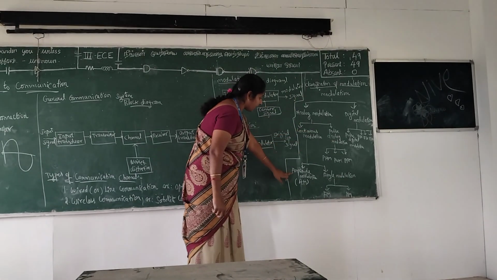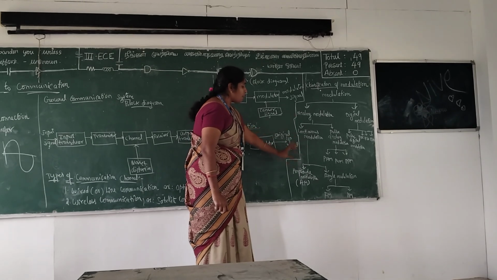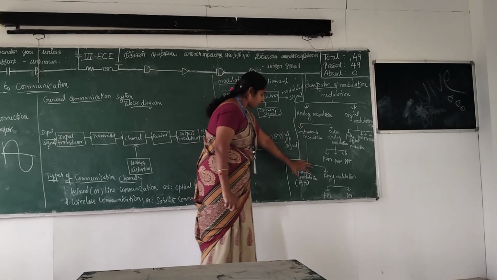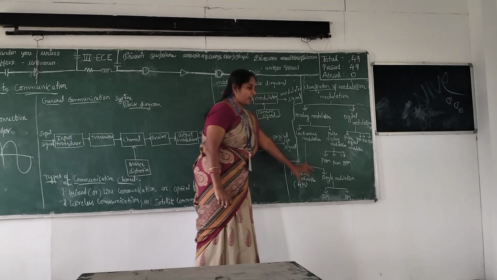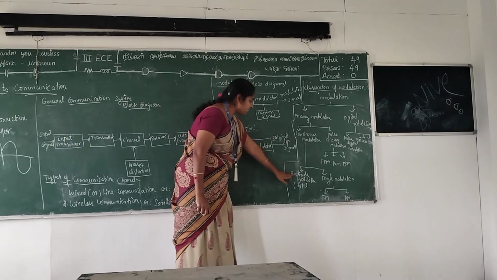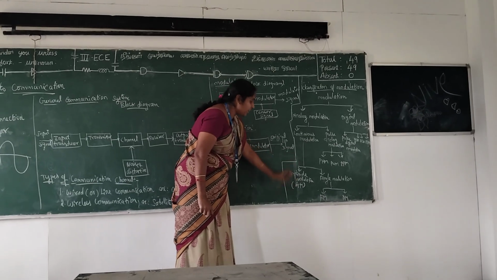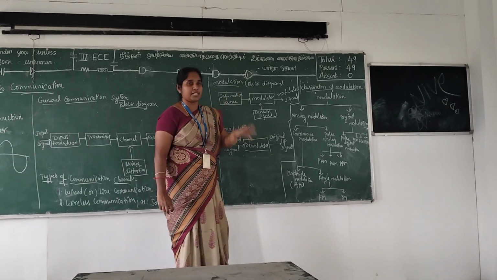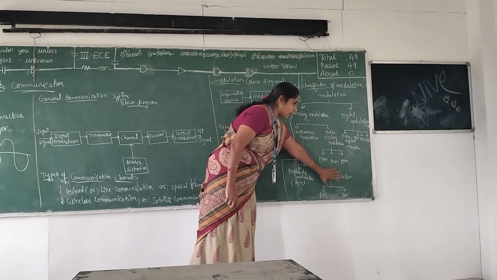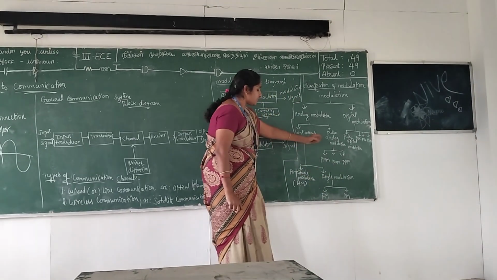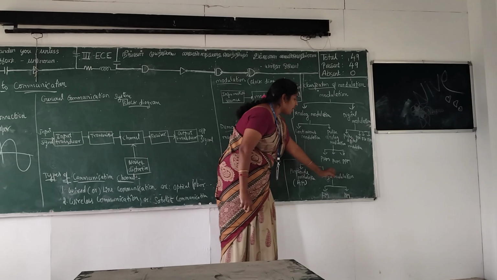This continuous modulation is divided into amplitude modulation and angle modulation. Amplitude modulation means the amplitude of the carrier signal gets varied according to the given input information. Another type is angle modulation, which is the combination of both frequency modulation and phase modulation.